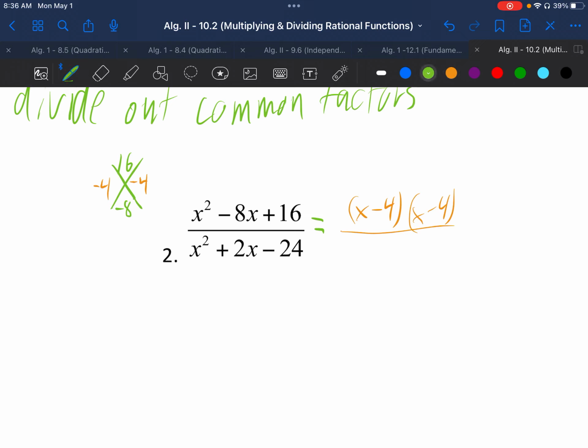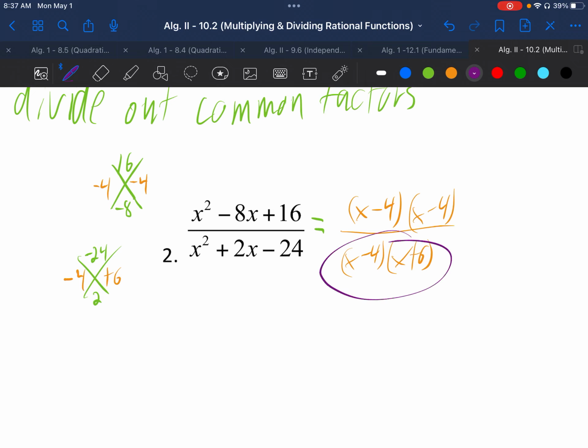The bottom, same idea. A times c is 1 times -24. B is 2. Two numbers that work are -4 and +6. We can use a shortcut again because A is 1. So we have x minus 4 and x plus 6. So now what this did is it created multiplication for us. We have these two things multiplying on the top and these two things multiplying on the bottom.